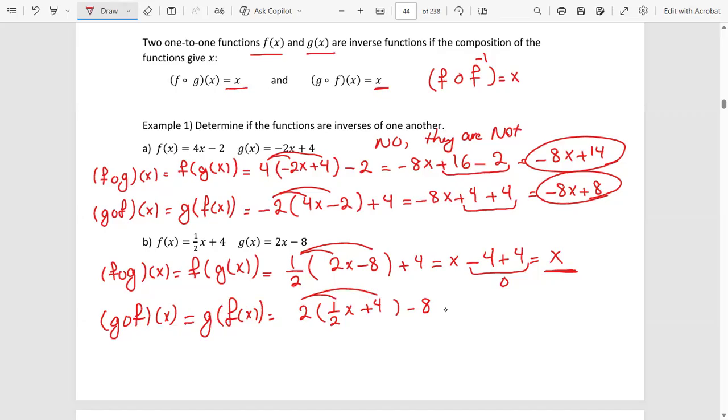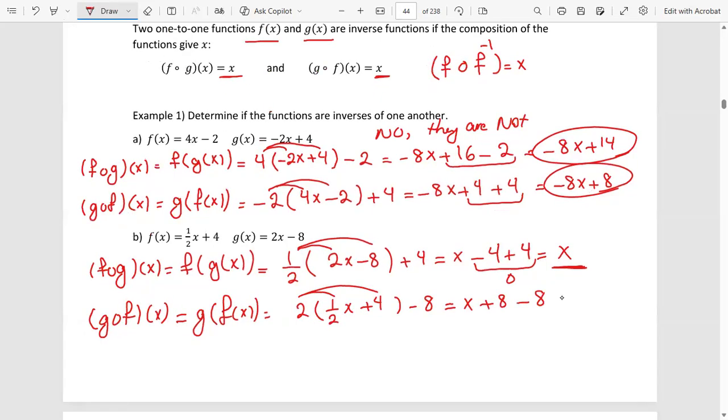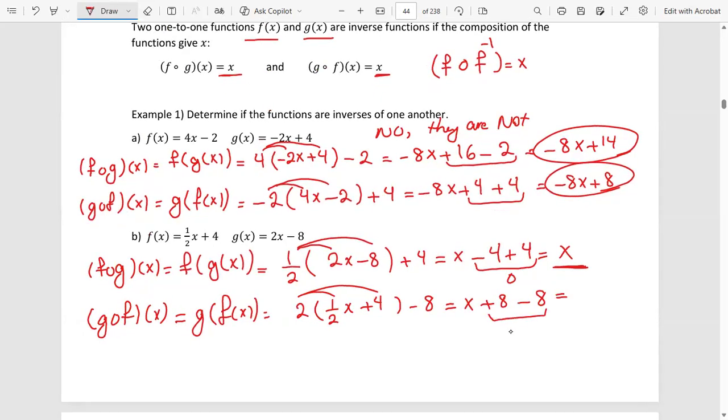Distribute 2 times 1/2, which is 1x. 2 times 4, which is 8. There is also a -8. Just bring it down. And combine like terms. And you see, oh, again, we got x.